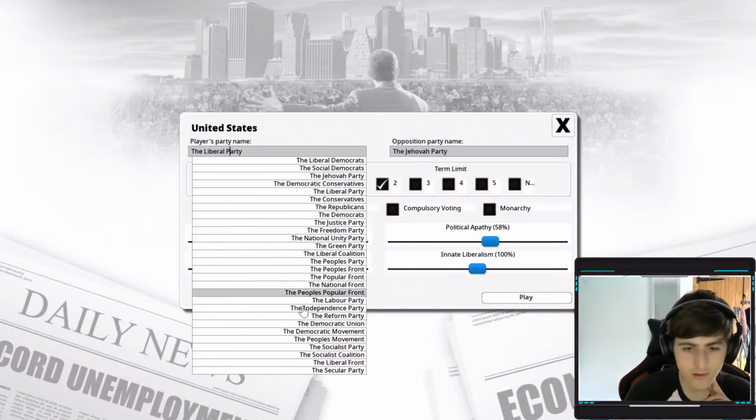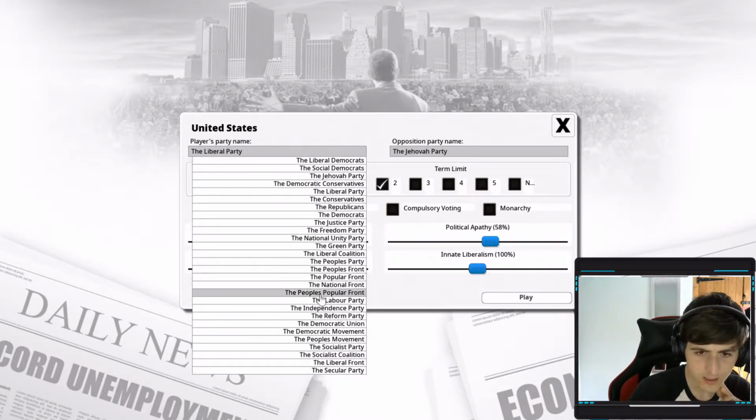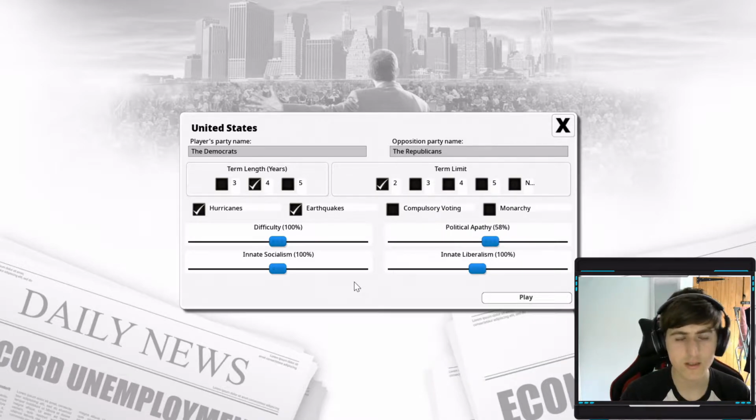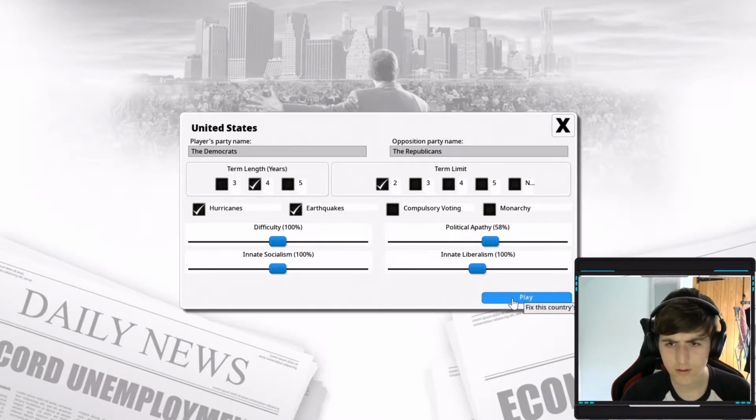So, we will call ourselves, let's just call ourselves the Democrats against the Republicans. So it's a 4-year term length and a 2-term limit. We'll keep everything else the same. And let's go.